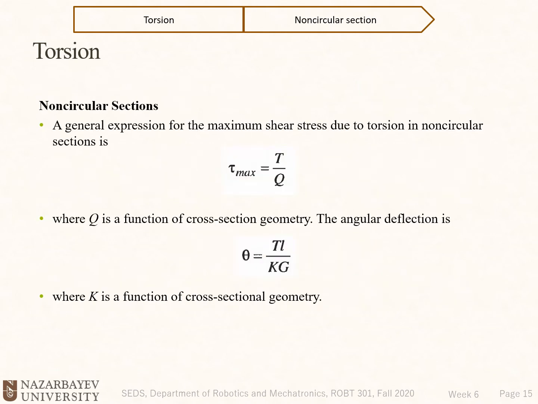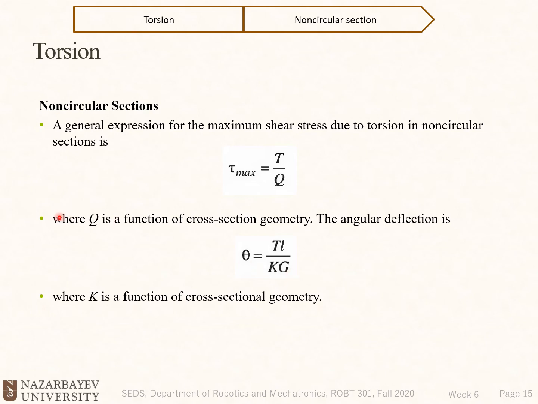Non-circular sections. A general expression for the maximum shear stress due to torsion in non-circular cross sections is tau max equals T divided by Q. What is Q? Q is a function of cross-section geometry. The angular deflection is theta equals TL divided by KG.